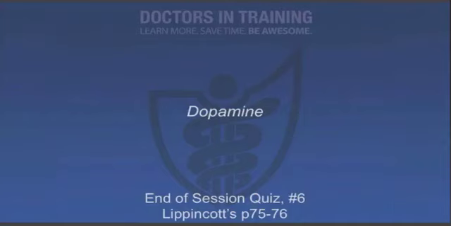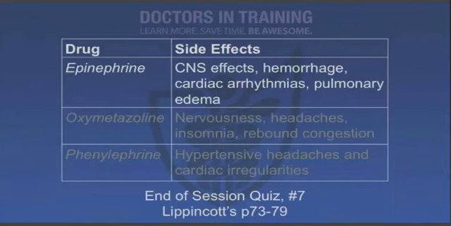Next question. Which adrenergic agonist has greatest effect at D1 and D2 receptors and is the drug of choice for shock because it maintains renal blood flow? We've asked this a couple times. We're pounding it into you. Dopamine. Name the common side effect for each of the following.